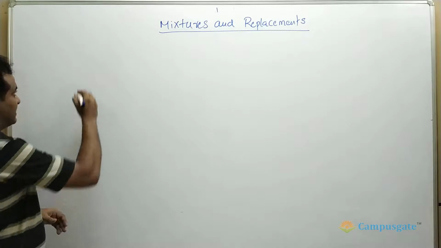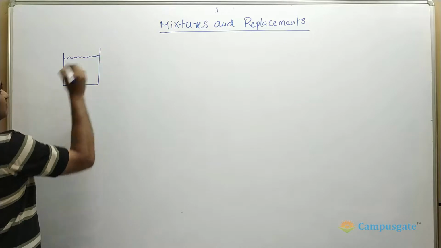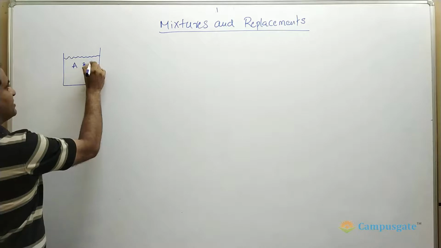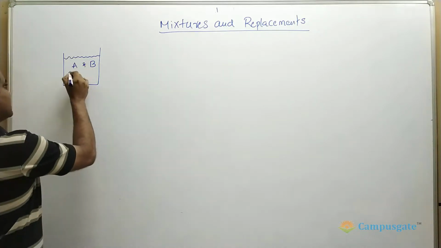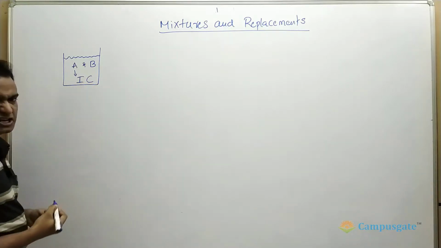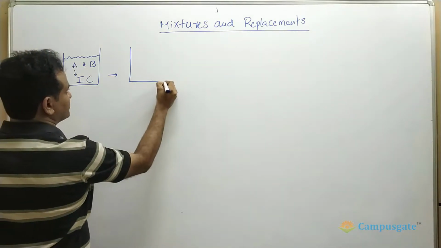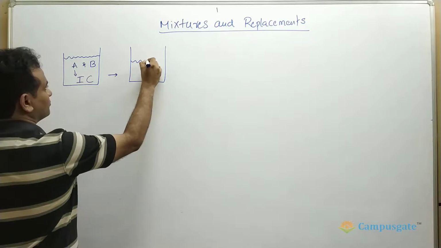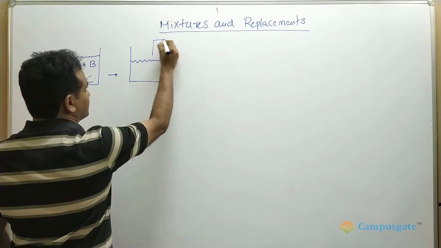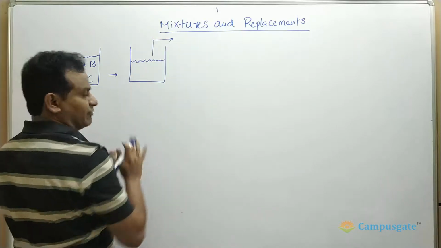So in the mixers and replacements, you'll be having a mixer. Let us say the mixer is full up to this point and it contains two components, A and B. And let us say the concentration of A is IC, initial concentration. Now in the next step, we remove some amount of this mixer from this beaker. Let us say the amount removed will be some X or whatever.